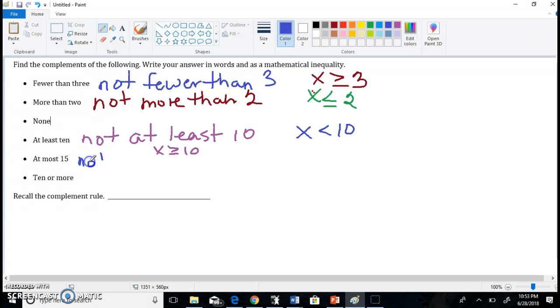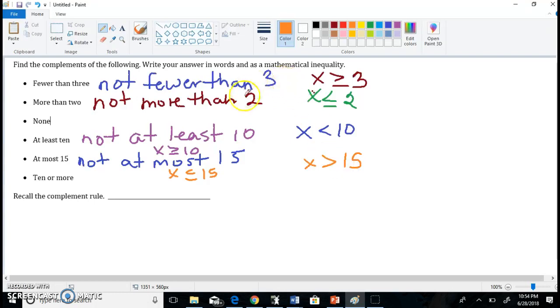If it's not at most 15, so let's recall, what did that mean? At most 15 was less than or equal to 15. So if it's not less than or equal to 15, then it is greater than 15.